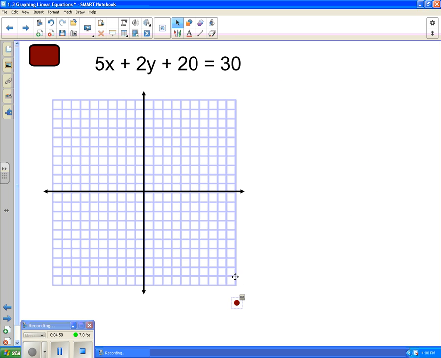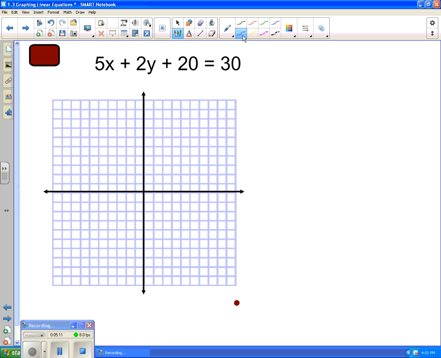Here I've got 5x plus 2y plus 20 equals 30. It looks like standard form on the surface. I've got x and y on one side. My a is a 5. My b is a 2. However, I've got a constant on the right-hand side and a constant on the left-hand side. So that means I need to do a little manipulation in order to get my equation in standard form.